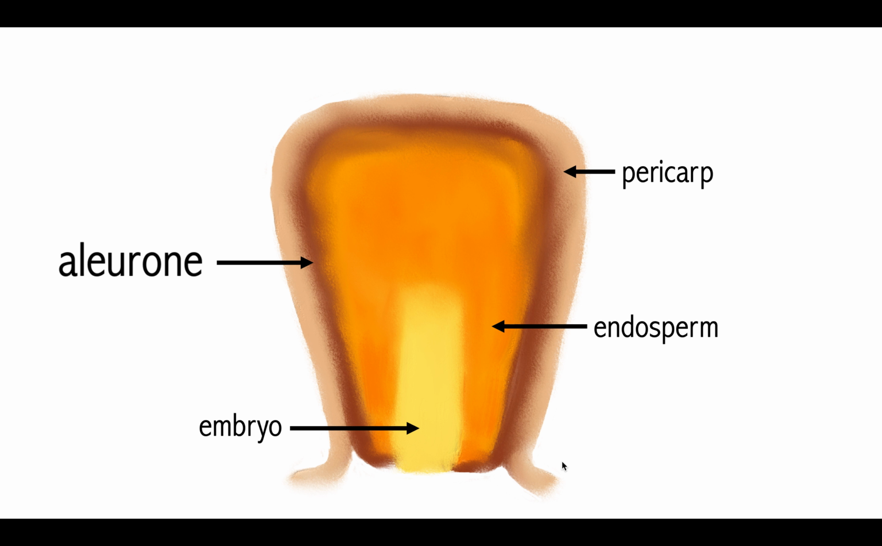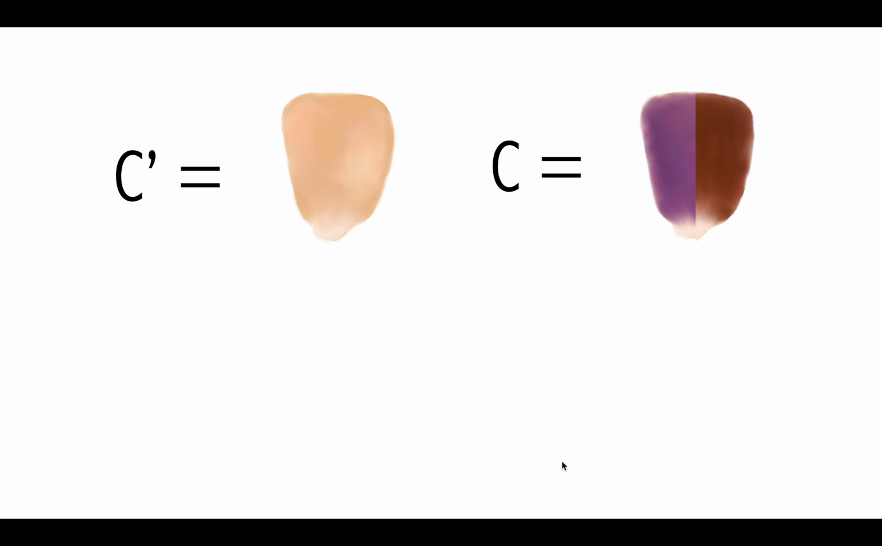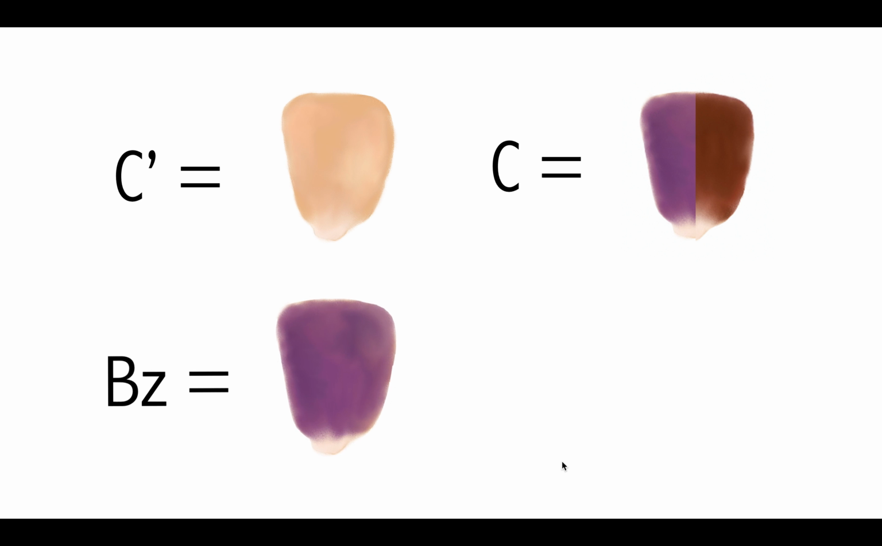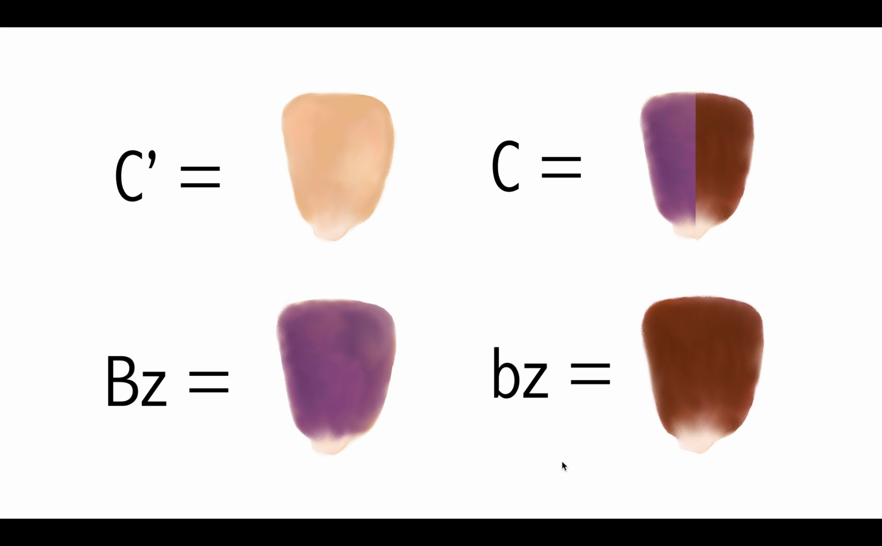This then means that the kernel colour is determined by a combination of three alleles. The first variant, the C' allele, is the dominant allele that prevents colour being expressed in the aleurone layer. The C allele, the recessive form of C', leads to colour development. When there is no C' allele, this means that the BZ alleles can then determine the colour of the kernels. The big BZ allele leads to the kernel developing purple pigmentation and is dominant over the little BZ allele, which leads to a dark brown phenotype.